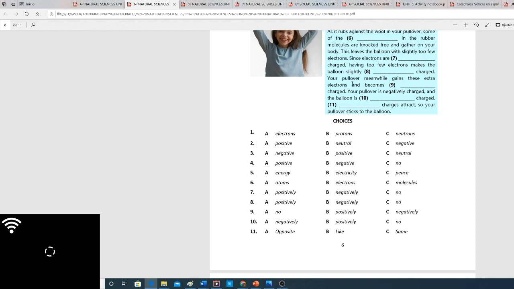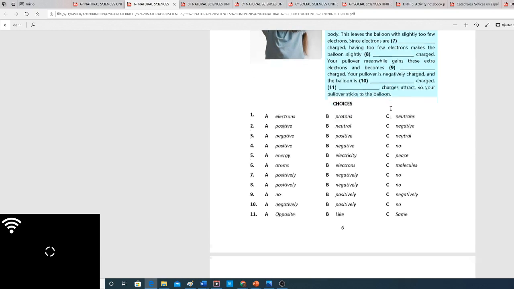Remember that these electrons come from the balloon. The balloon is positively charged and your pullover is negatively charged. So number 10 is negatively charged. Okay, and we have here something: opposite, like same charge attract? Same charge attract, no way. Like, no, because it's a synonym. So opposite charges attract. So your pullover sticks to the balloon.